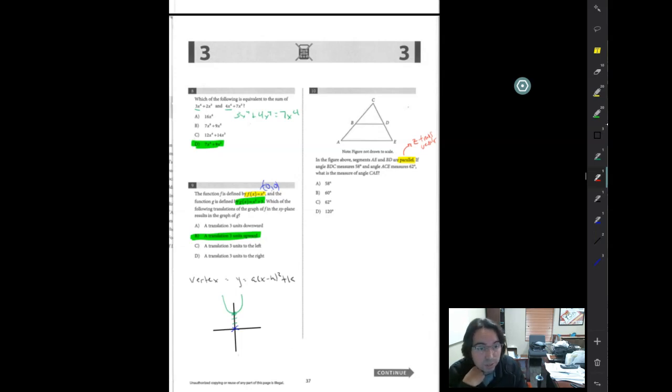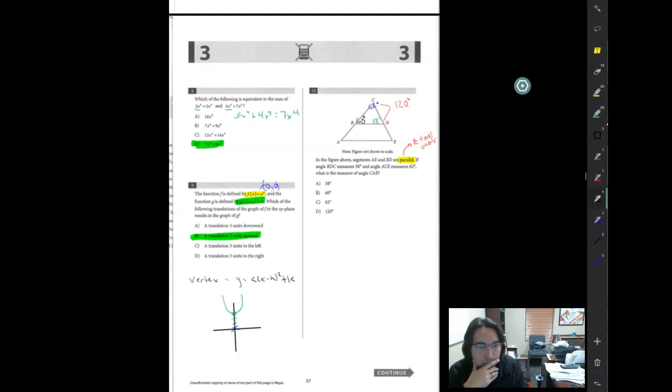It says in the figure above, segments AE and BD are parallel if the angle BDC measures 58 degrees. So if I know that is 58 degrees, and ACE, the top of this triangle, is 62 degrees, I can now derive that angle by summing these two up. That's going to be 120 degrees. So therefore, this has to be 60 degrees, right?